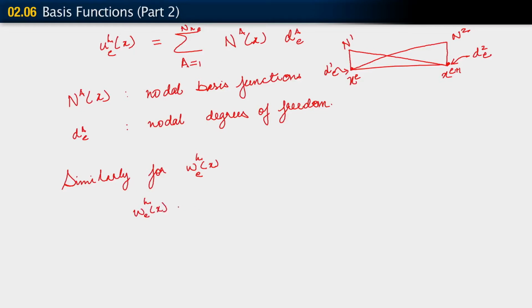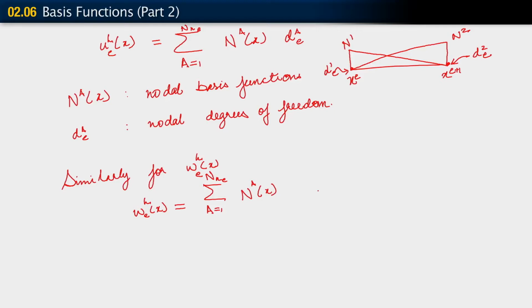w^h of e of x equals the summation over a going from 1 to the number of nodes in the element, which in this case, because we're looking at the simplest possible finite element formulation, is 2. We have N_a, a function of position.